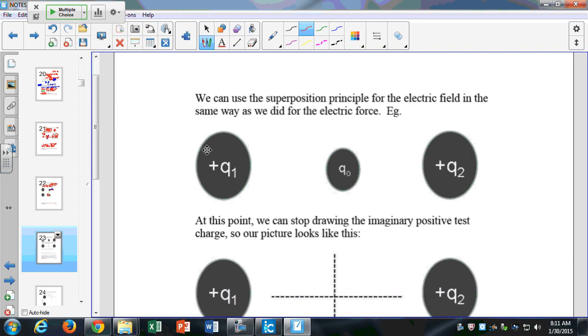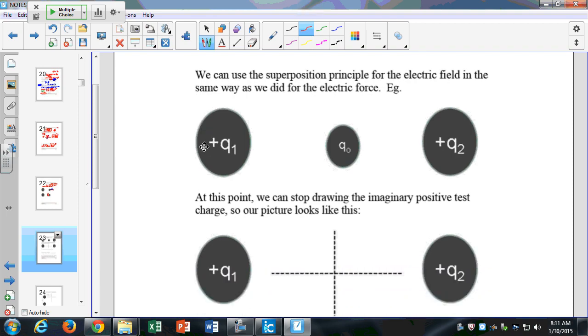Okay. Similarly, as we did with gravitation, we can use the superposition principle. We're not going to go through all the vector addition. We've already done that twice, I think, actually, with gravitation and with electric forces, but I'll sort of just get it set up.